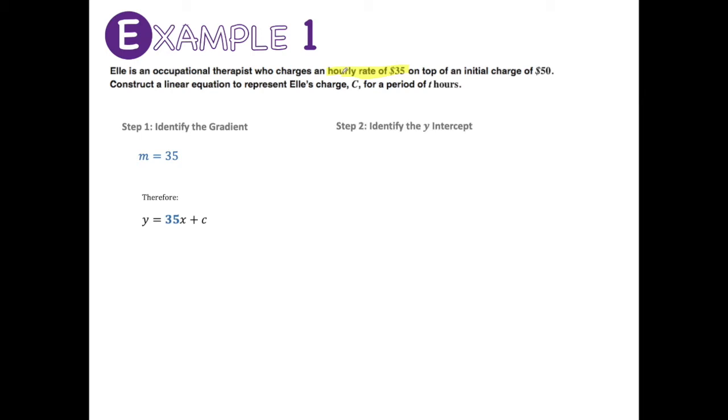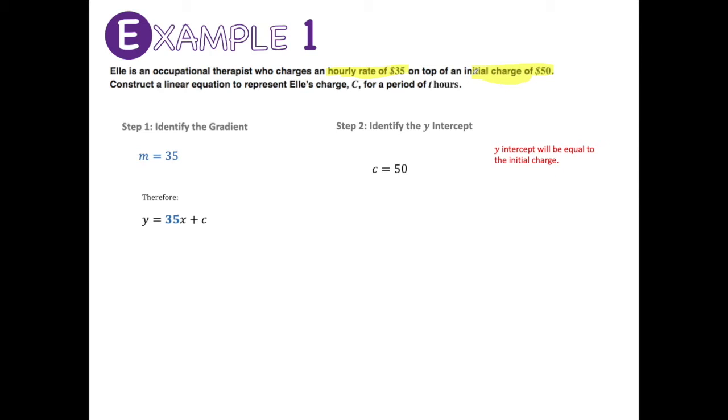So moving on with step 2 and identifying the y-intercept. So what is the initial charge going to be when time is equal to 0? And that is going to be an initial charge of $50 as provided to us in the question. So our y-intercept, our c value is going to equal 50.